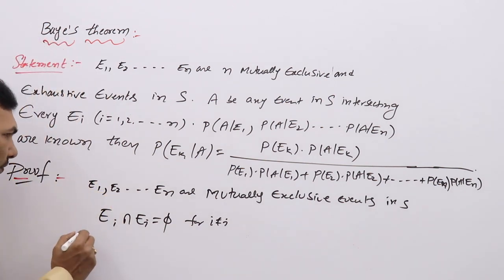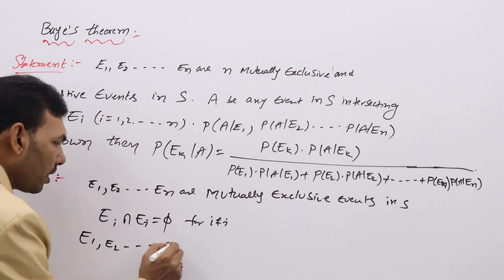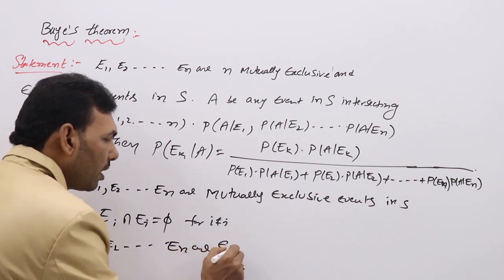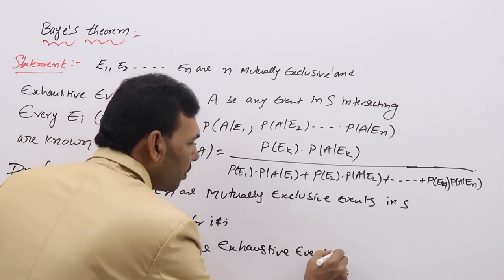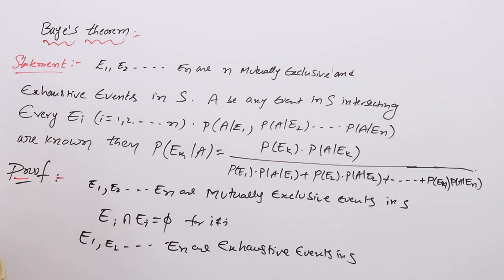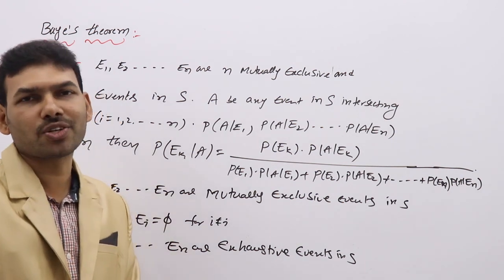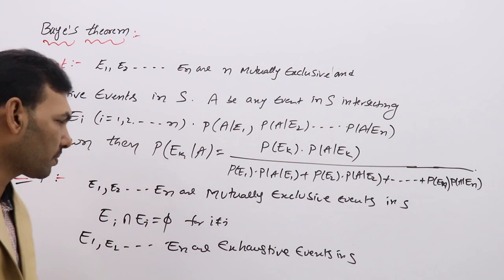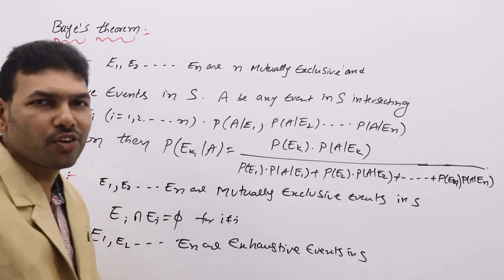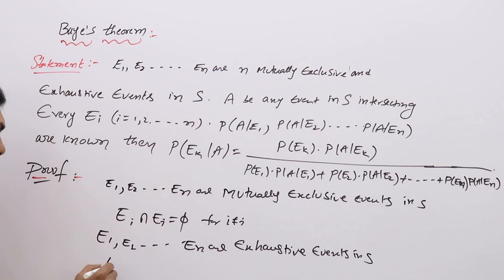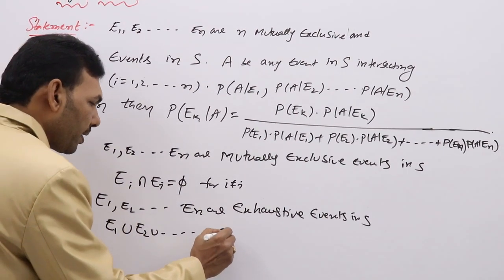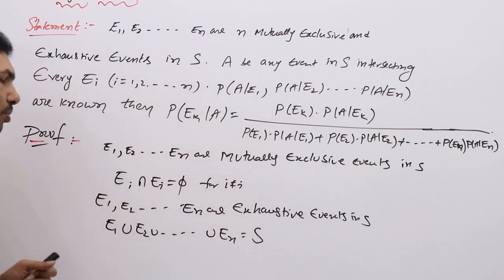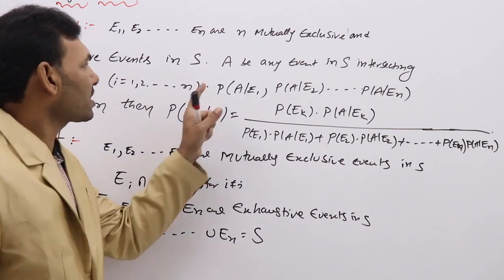And E1, E2, so on, En are exhaustive events means the union of these all should be the sample space. If A, B are exhaustive, then A union B equal to S. If A, B, C are exhaustive, A union B union C equal to S. Like that, E1 union E2 union so on union En equal to sample space. So this is given.